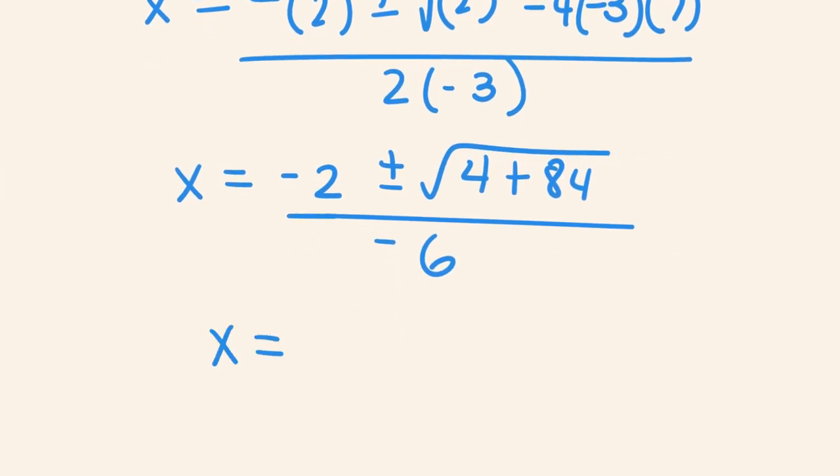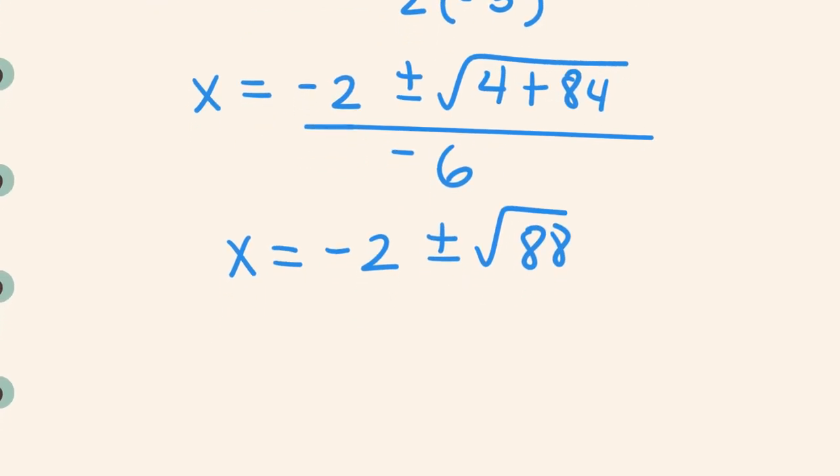X equals negative 2 plus or minus the square root of 88 over negative 6. I know we could break 88 down into 22 times 4, and the perfect square of 4 would be 2. But we're not going to simplify this. We're going to leave it like this.